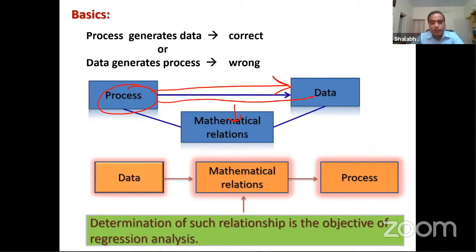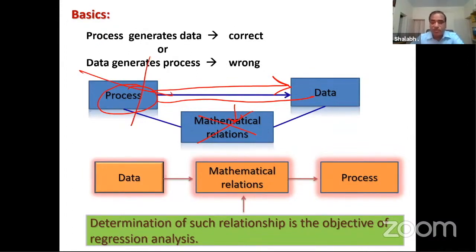So whatever mathematical relationship I am going to find, that is going to be our model. But now my problem is that we don't know this mathematical relationship. And the other issue is that we don't even know this process. So what are we going to do?